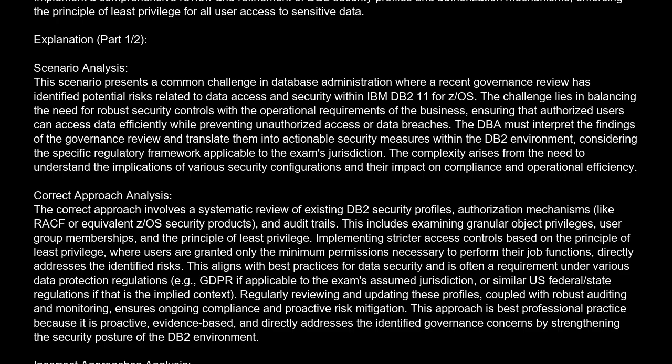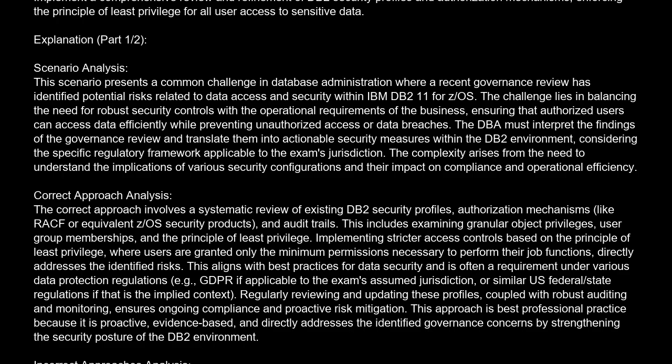Correct approach analysis. The correct approach involves a systematic review of existing DB2 security profiles, authorization mechanisms, like RACF or equivalent z/OS security products, and audit trails. This includes examining granular object privileges, user group memberships, and the principle of least privilege. Implementing stricter access controls based on the principle of least privilege, where users are granted only the minimum permissions necessary to perform their job functions, directly addresses the identified risks.